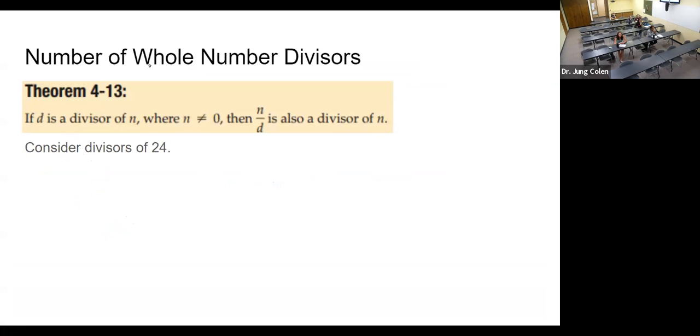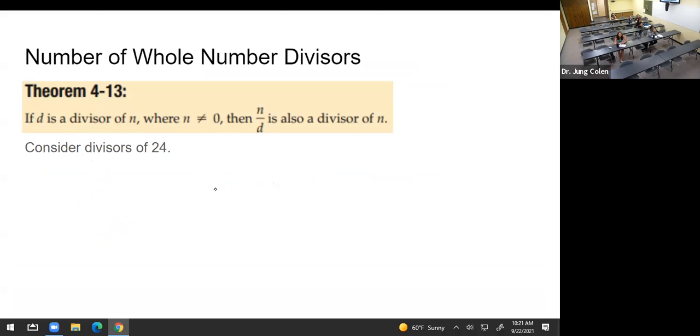Okay, here is the next theorem that we need to talk about. It says if D is a divisor of N, we know what that means, right? That means N is divisible by D. Then N divided by D is also a divisor of N, which means, for example, if we have 6, let's say my D is 2 and N is 6. I'm going with a really easy number.